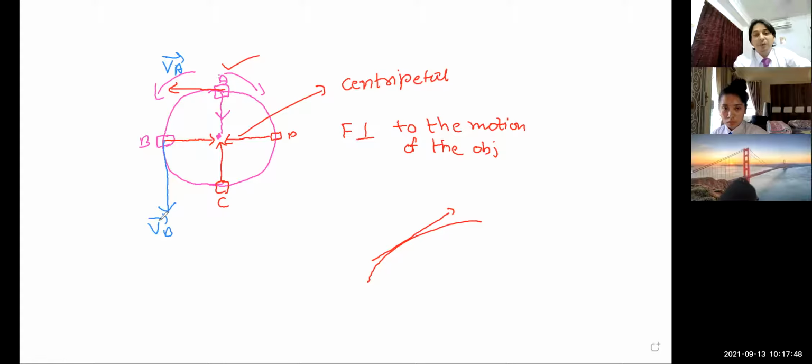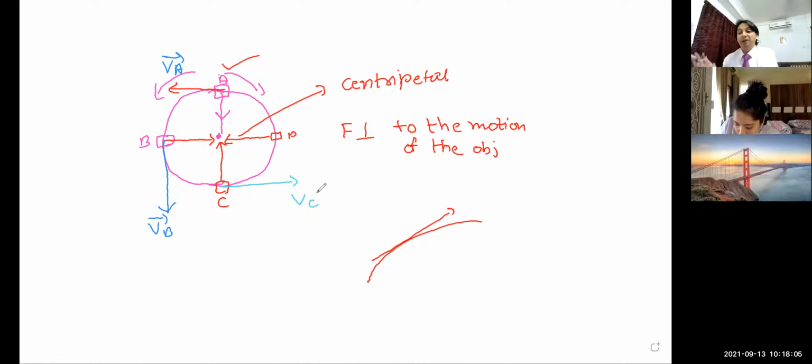Whenever the object is at point C, the direction of motion of the object will be, again, you need to draw a tangent, and this will be VC. Similarly, you can draw it at point D also. The object always tries to go away.